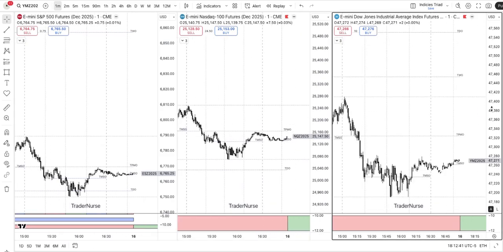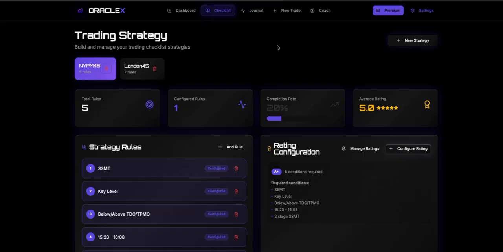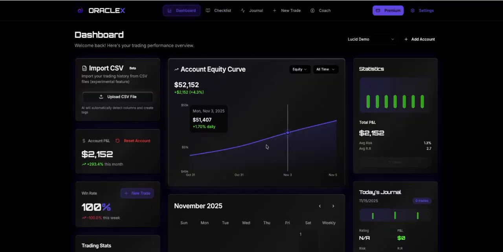Now I'm just going to go into the OracleX app and just journal my trade. So you can see I've got 2 setups here, 2 trading strategies. You see my dashboard here. This is my Lucid accounts. I've passed all these accounts, so into some funded accounts now with Lucid and TopStep, and doing really well.